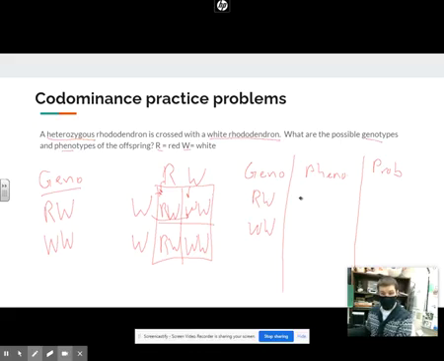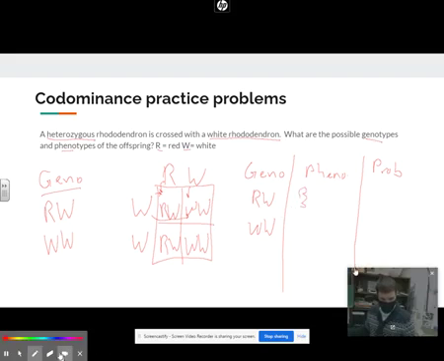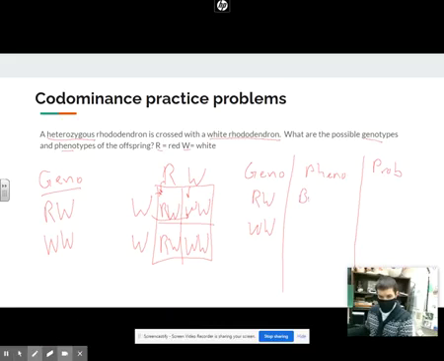RW, phenotype is going to be both colors displayed. Sorry, we've got computers freaking out just a little bit. Okay, so we're gonna have both colors. It's gonna be red and white.